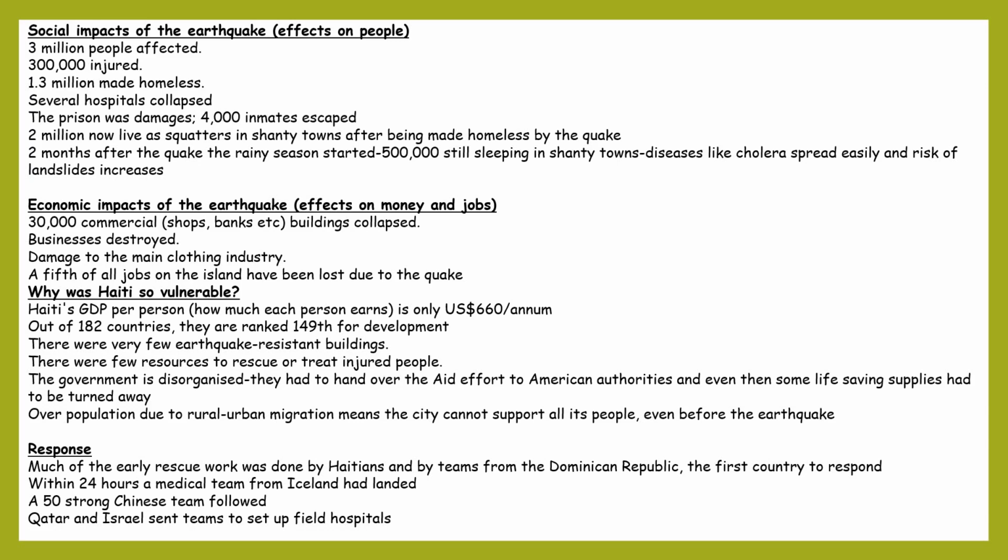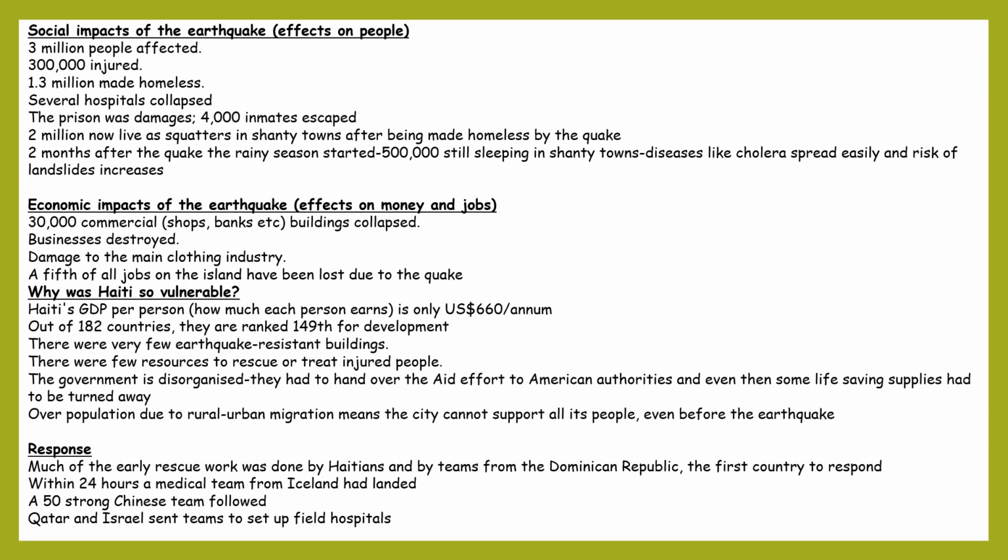The government is really disorganized as well. This is very common with LICs. So they had to hand over a lot of the aid effort. They tried their best to recover and rebuild and restructure themselves, but they had to hand a lot of it over to American authorities because what was actually happening is the infrastructure couldn't cope. All this global aid and global help was beginning to come in, and the government just couldn't distribute it properly, and were making a right mess of things.